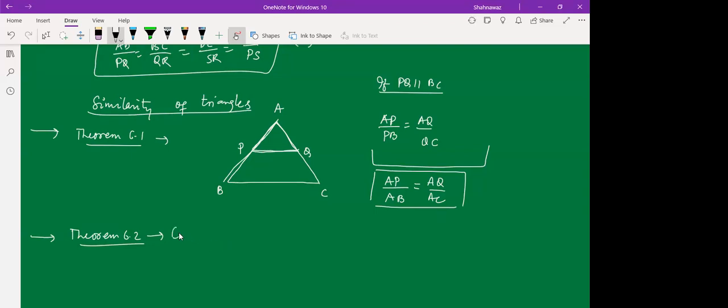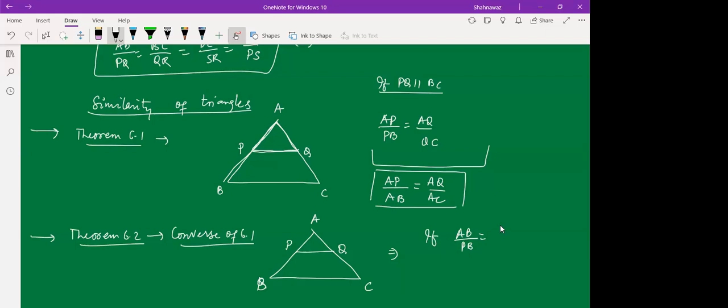Okay, so this was the converse of 6.1. And what was that? If I have these sides which are proportional, AP by PB proportional to AQ by QC, then it says that PQ would be parallel to BC. So this was theorem 6.2, right, guys? Okay, so this was just a small recap.